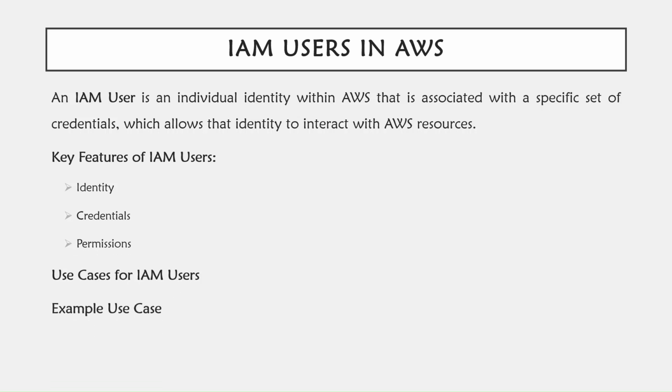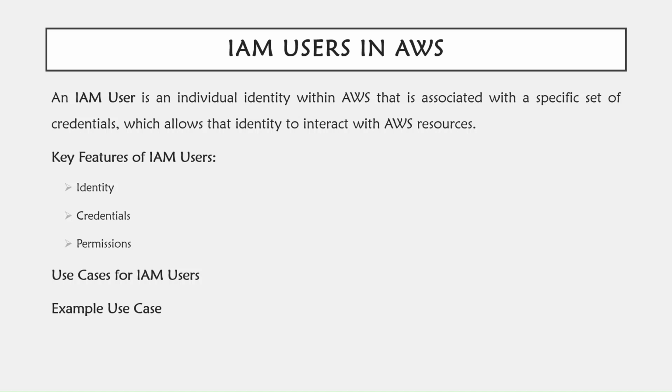And let's understand the example use cases. So here, employee access: a company has multiple employees working on different projects. For example, the developer needs to access EC2 instances and the database administrator needs to access RDS. So each employee is assigned an IAM user with the permissions relevant to their role.